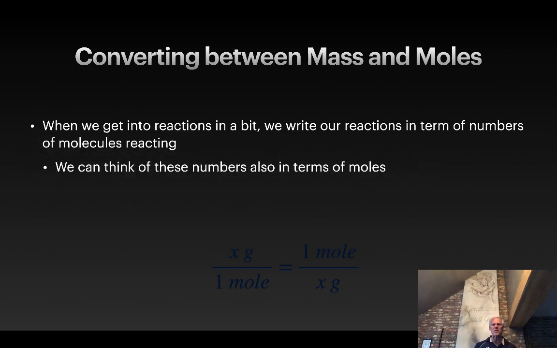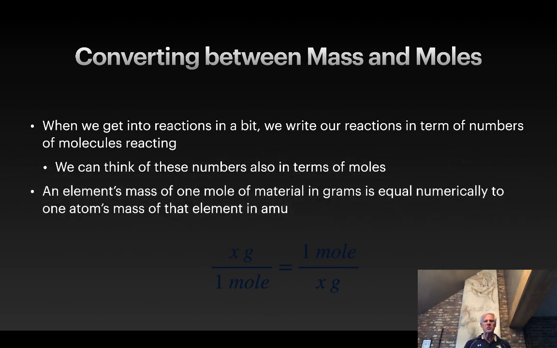So when we write a balanced reaction, and we'll talk about those in one of the next parts of lecture 2, the numbers that we put in front of our chemical formulas, we can think of either in terms of numbers of molecules, but we can also think of them in terms of numbers of moles. And the reason for that is that an element's mass of 1 mole of material in grams is equal numerically to 1 atom's mass of that element in AMUs.